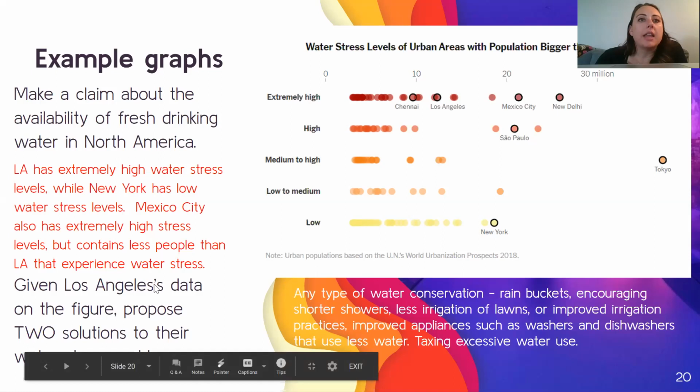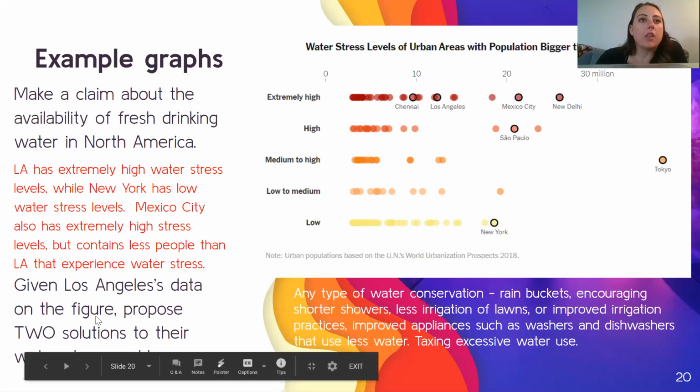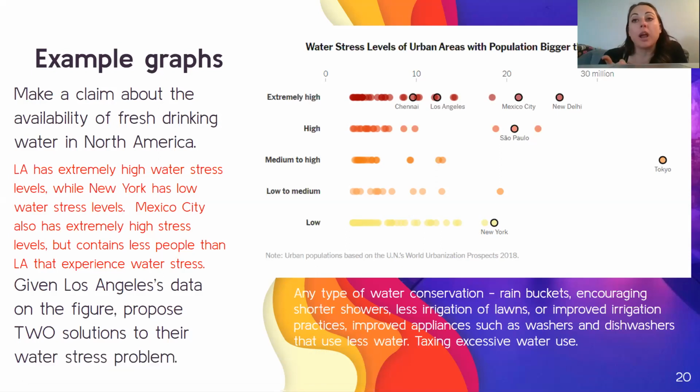And then we could say that given Los Angeles's data, I'm just gonna move this. So given LA's data on the figure, propose 2 solutions. So any type of water conservation could be accepted here. Maybe you're collecting rain in rain buckets. You're encouraging people with shorter showers through education programs. You don't let people irrigate their lawns, right?